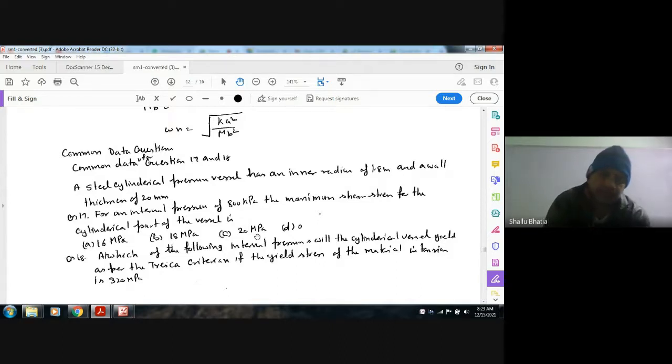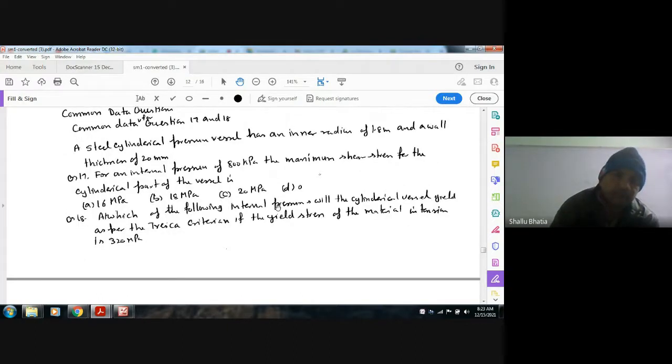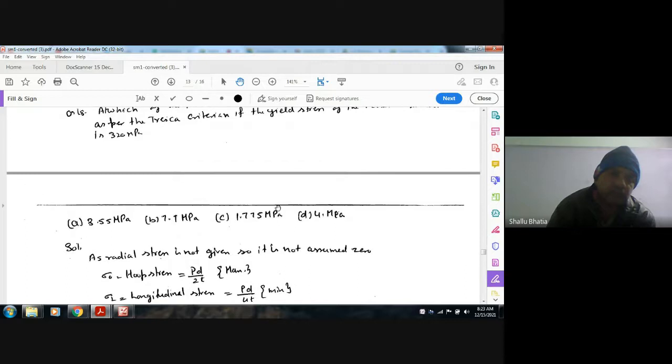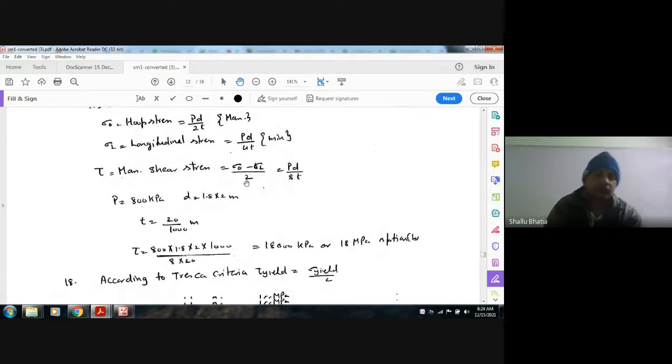At which of the following internal pressures will the cylindrical vessel yield as per the Pascal criteria if the yield stress of the material is 320 MPa? Okay. So here the internal pressure is 800 kPa. As radial stress is not given, or nothing is given about the radial direction, we will assume the hoop stress as maximum stress and longitudinal stress as minimum stress.